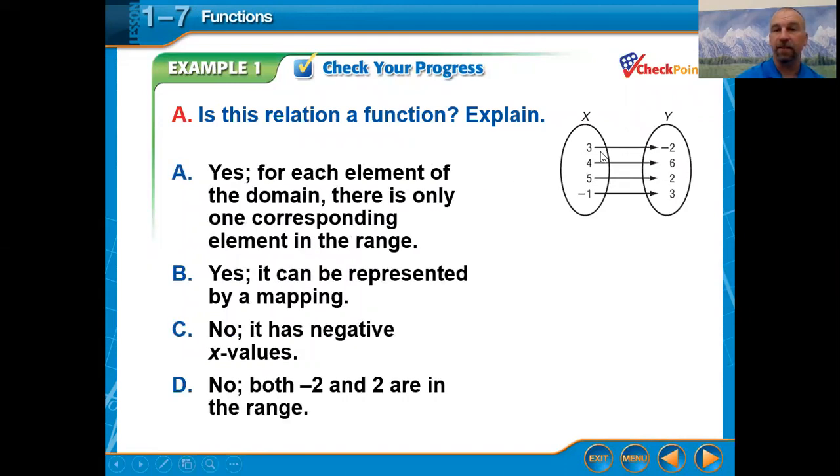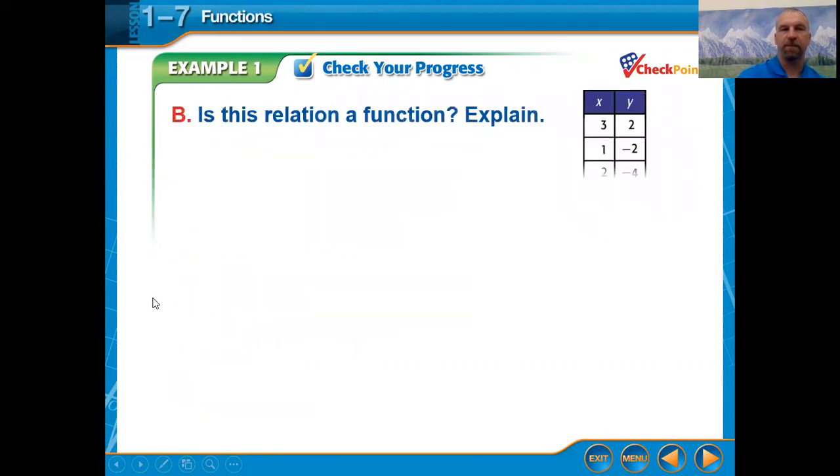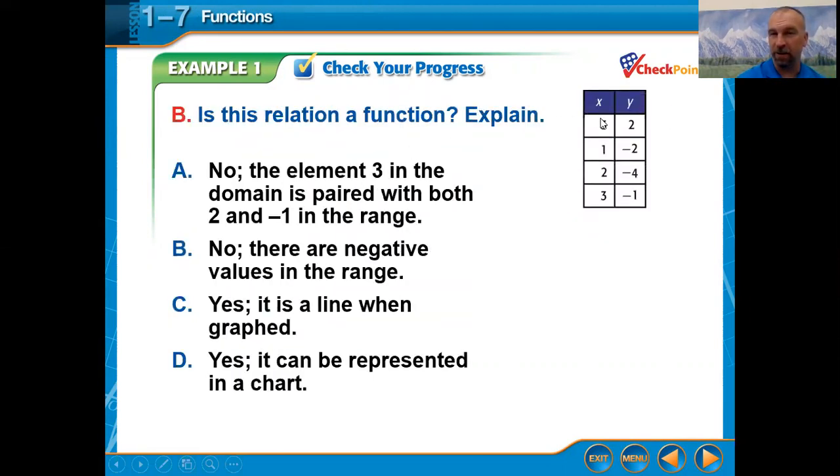Take a look at this. Every number in the domain, one arrow. Yes, that is a function. In this table, take a look at the x's, the domain values. 3, 1, 2, 3. The 3 gets repeated. Because the 3 gets repeated, it's going to pair up with two different y values. And that means that relation is not a function. The 3 in the domain is paired with both the 2 and the -1 in the range. Not a function.